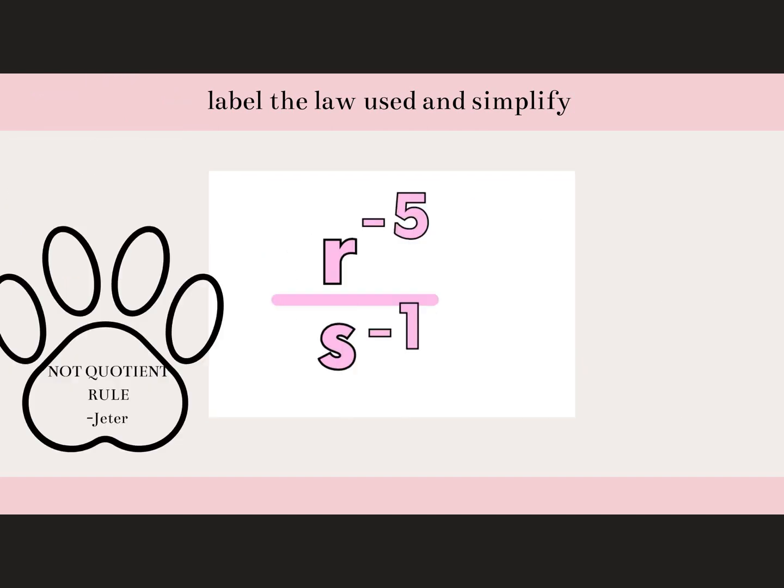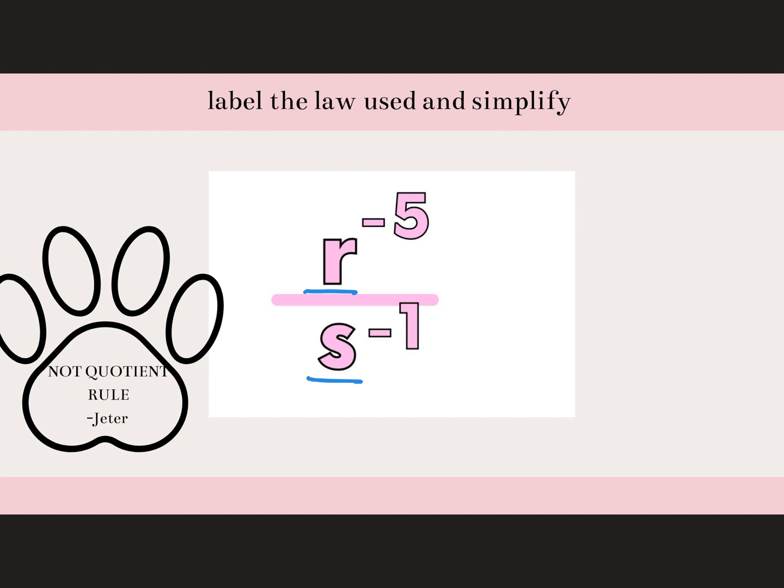So looking at this next problem, Jeter is giving some great reminders. I know initially in your gut you may have seen this and thought, oh, it's dividing, I'm going to use the quotient rule. But that's not the case. Why is that? Because our bases are not the same. We cannot subtract, okay? We can only subtract these if the bases are the same. We can only use the quotient rule if the bases are the same, okay?